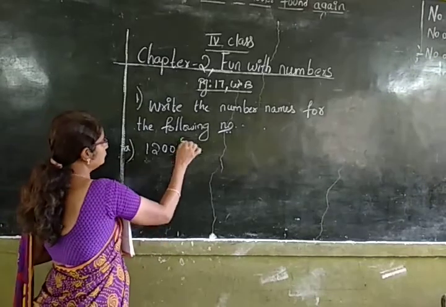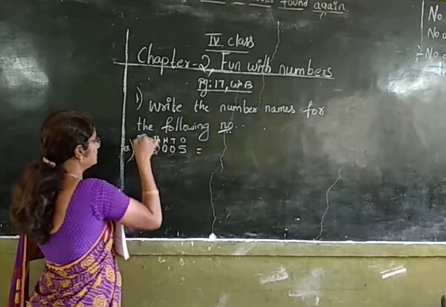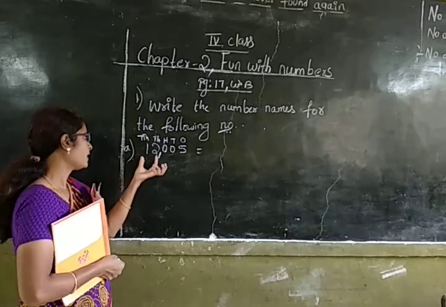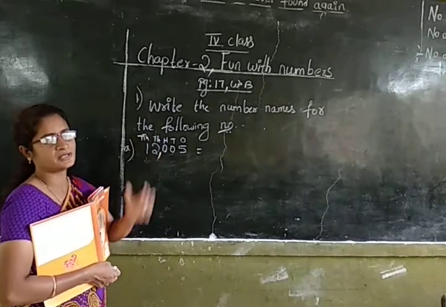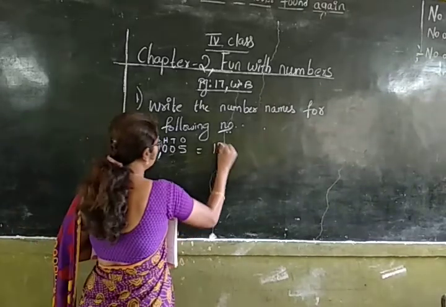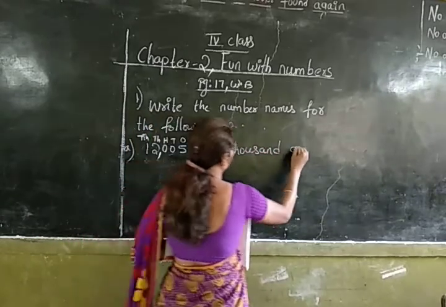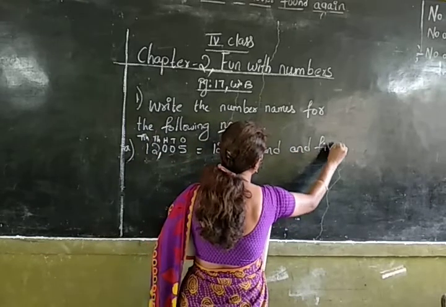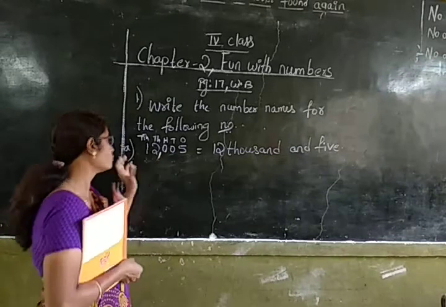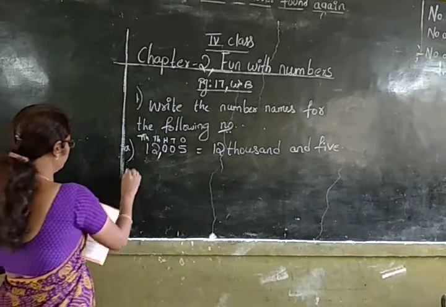For that, what we have to do? First we have to write the places. After that, we have to put the comma after hundreds place. I told you that 12 is in thousands period. So you have to write 12,000 and 5. Here in tens place and hundreds place there are zeros. So you have to write it as 12,005.